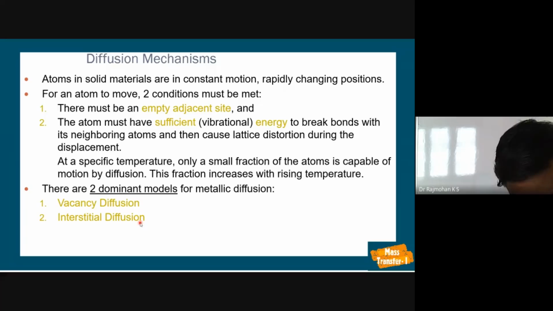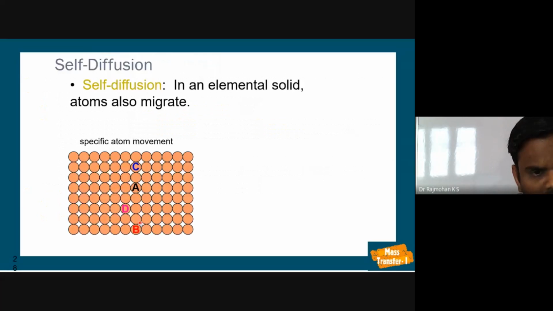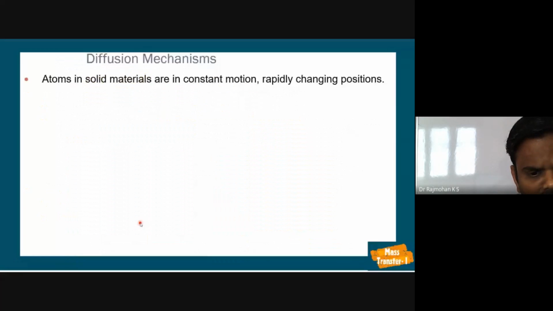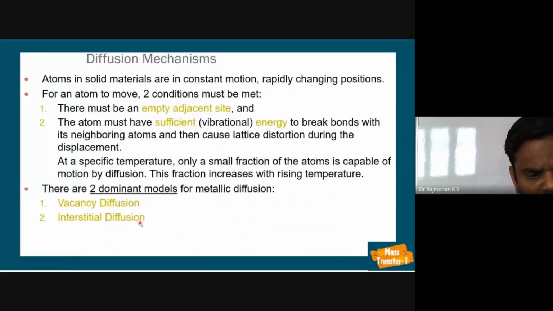Either it can happen in self-diffusion as well as in interdiffusion. Interdiffusion is between two metals, self-diffusion is within the same metal. So we have two types of models proposed to explain how the diffusion is taking place in interdiffusion and self-diffusion. So we have vacancy diffusion and interstitial diffusion. These are primary; other three are also there. I'll let you know. First, to start with, there is vacancy diffusion.